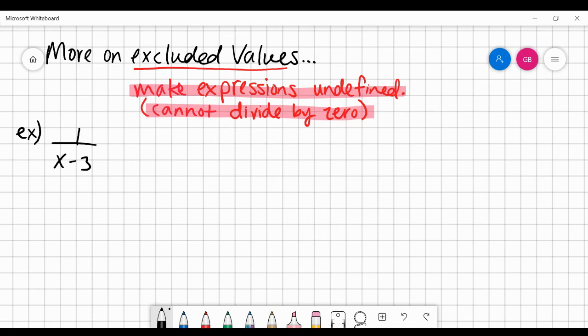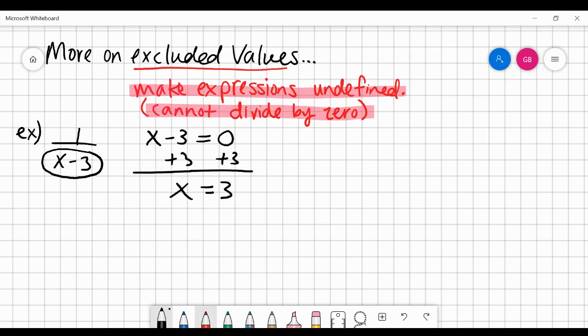This one you cannot factor. Okay, so that is the simplest form, but you can find the excluded value. We're finding the value that's going to make this denominator 0. So x minus 3, set it equal to 0 and solve for x. Add 3 to both sides. So x is equal to 3. So this is the excluded value. Another way to write your answer is x cannot equal 3.